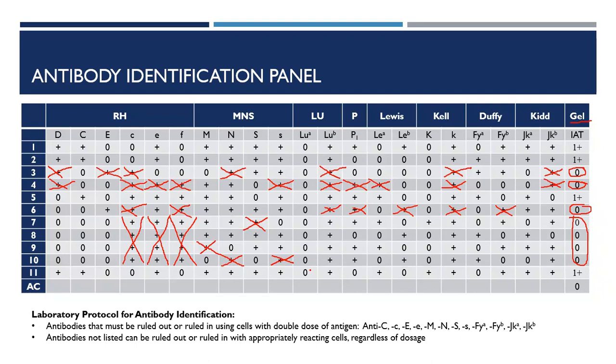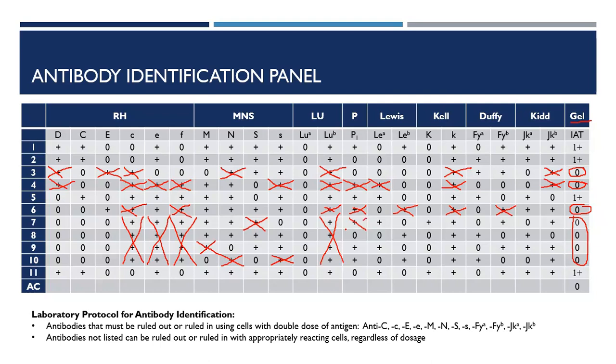That's not atypical on most panels. Again, Lutheran A is a low prevalence antigen, and so typically most panels that are constructed are Lutheran A negative. But what that means is Lutheran B, I think I may have said Lewis earlier. I apologize. This is Lutheran and P1 Lewis. So Lutheran A is a low incidence or low prevalence antigen. Lutheran B is high prevalence, so we've got that one ruled out.